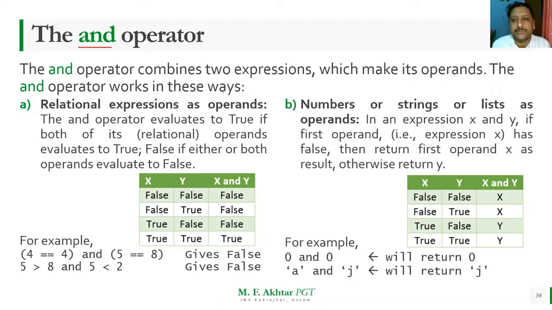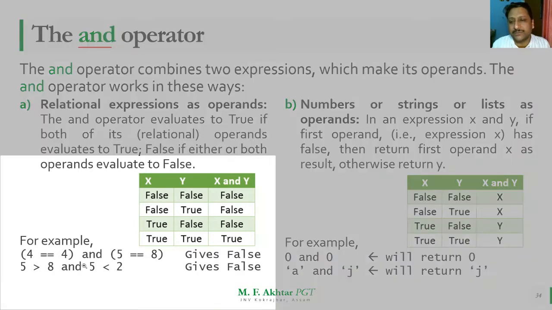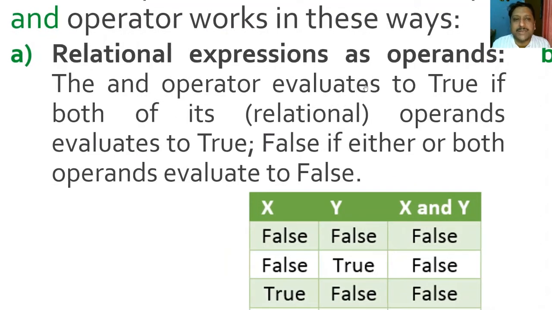The AND operator works in these ways. See here how it works. It takes relational expressions as operands. The AND operator evaluates to true if both of its relational operands evaluate to true, and false if either or both operands evaluate to false. It means that if both expressions are true, then only it will give you true, and in the rest of the cases it always gives you false.